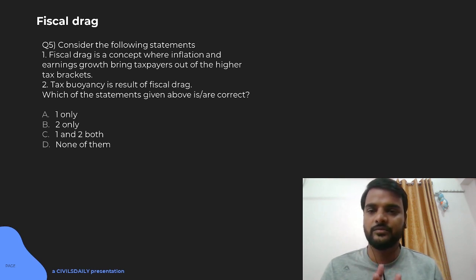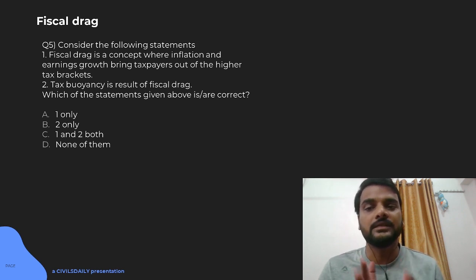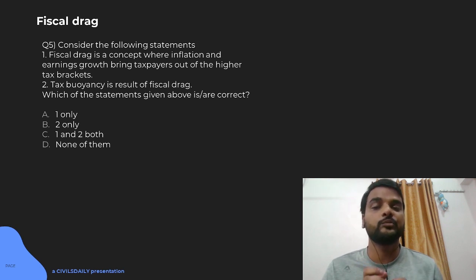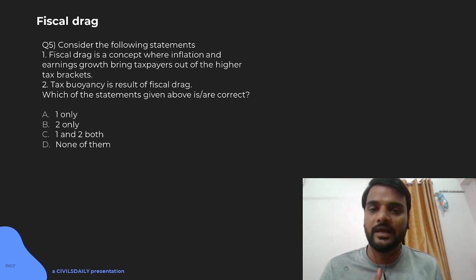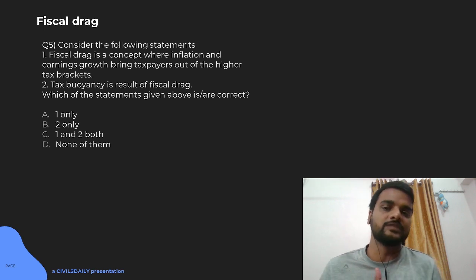Fiscal drag is a concept where inflation and earning growth bring taxpayers into a higher tax rate. So fiscal drag is a condition where inflation and earnings push people's income into a higher bracket. Suppose you are earning 4 lakhs, but inflation is more and earning is more, so you will go into the bracket of 5 lakhs. So you will basically have to pay 5% or 20% of the tax. So 6 lakh earning people go to 7 lakh or 10 lakh. So your tax liability will increase, but your actual earning is somewhat similar.